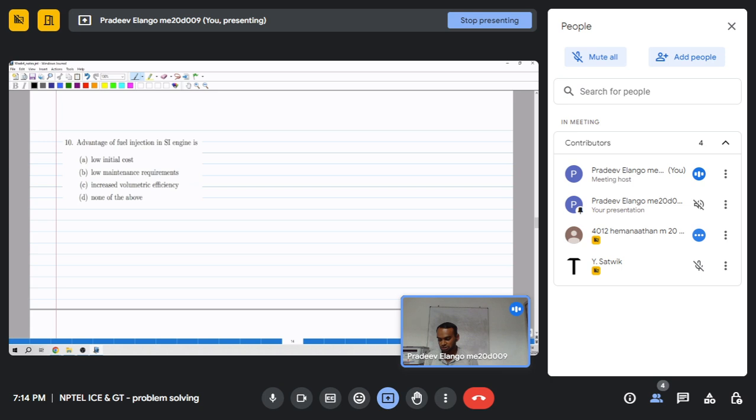Advantages of fuel injection in an SI engine: low initial cost, low maintenance requirements, increased volumetric efficiency, non-operative. For A, B, C, no, actually the initial cost is very high, because there has to be a pump which pumps the gasoline to say 50 to 200 bar. So this pump is needed, and the injector is electrically actuated, which has to handle all the high pressure, and all this makes it high initial cost.